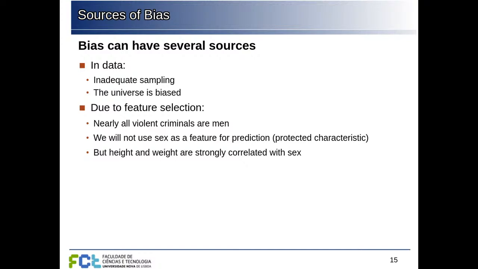Another source of bias can be the way we select features. For example, nearly all violent crime is committed by men. But of course, we can avoid using sex as a feature for predicting, for example, if someone will commit crimes again, or if they should go to jail for a longer time, or be denied parole, or something like that. Because sex is a protected characteristic, it's one of those that we cannot use to discriminate between people, and so we can try to put this out of explicit features.